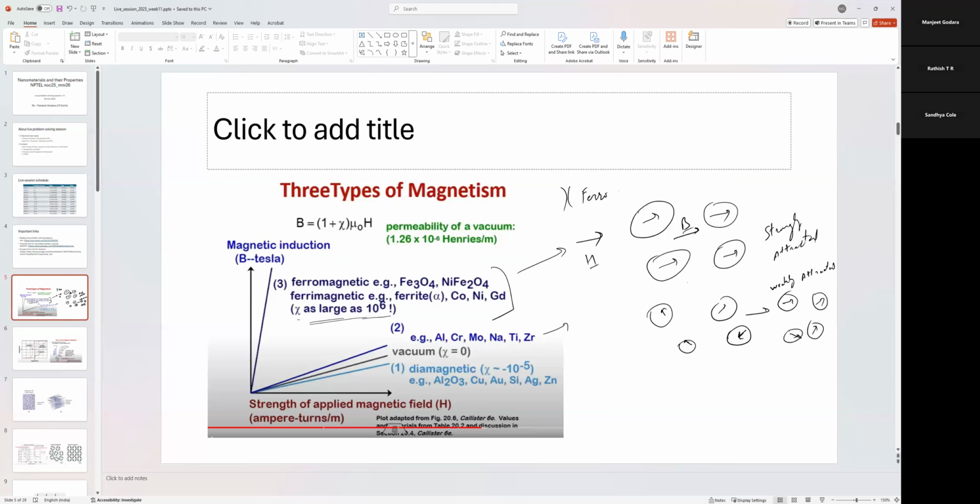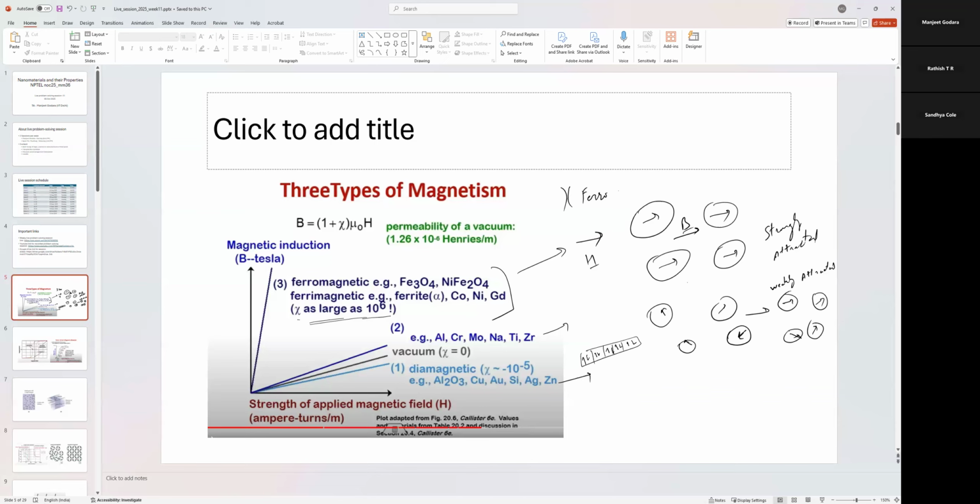And finally, we have diamagnetic. Here the electrons are paired, so they do not have a magnetic moment due to the electron in the orbital.